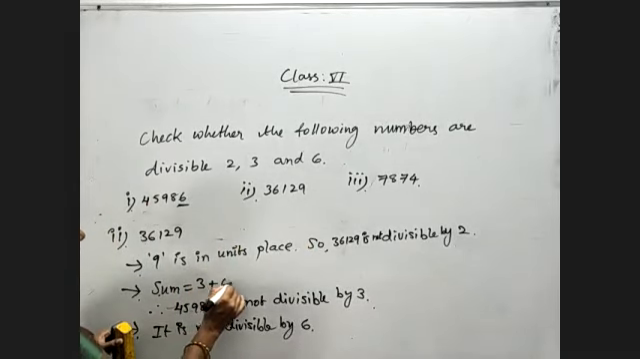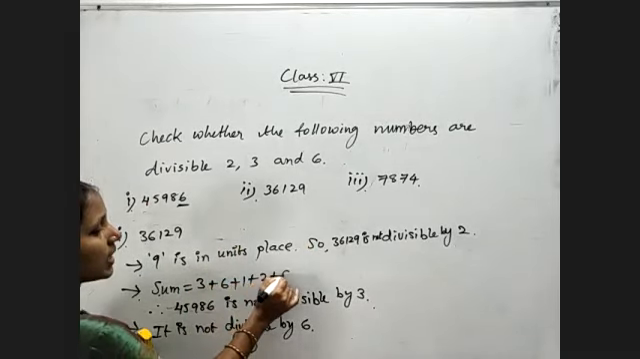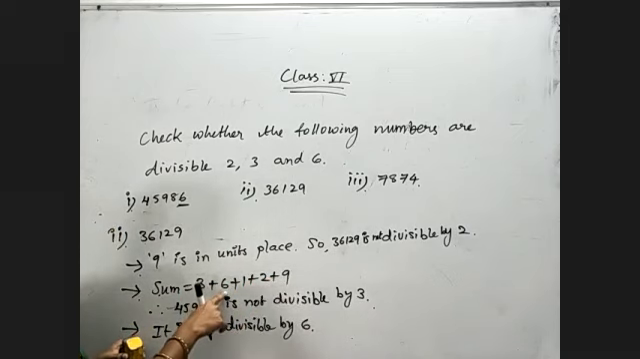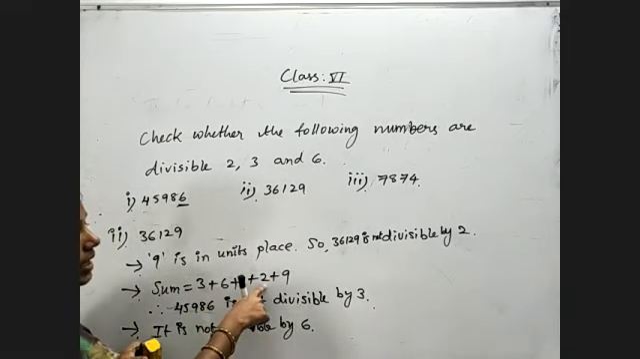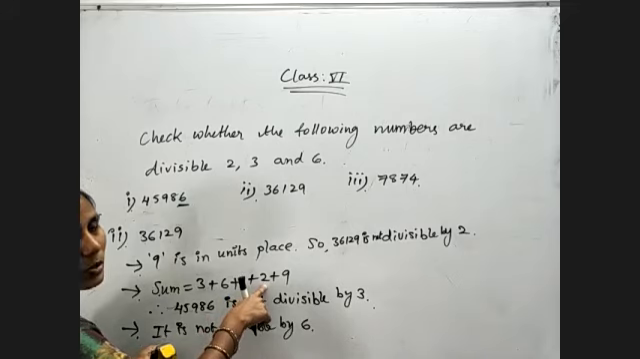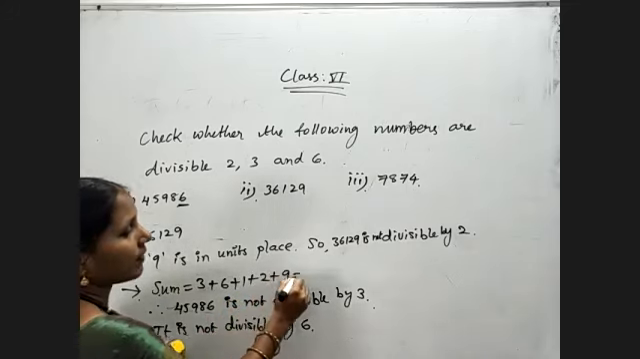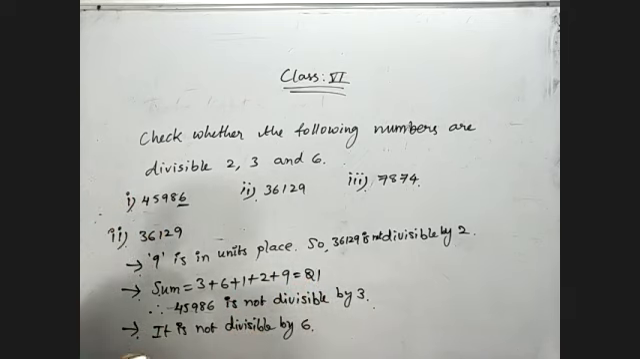3 plus 6 plus 1 plus 2 plus 9. 3 plus 6, 9. 9 plus 1, 10. 10 plus 2, 12. 12 plus 9, 21. So 21 is a multiple of 3, which means 3 sevens are 21.